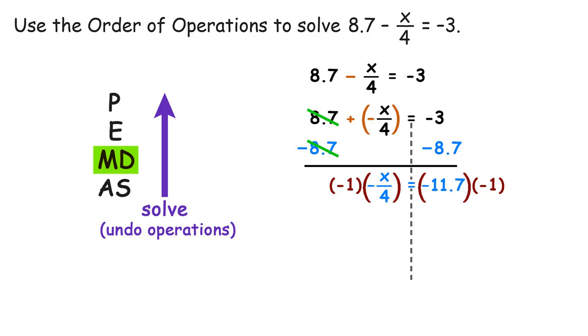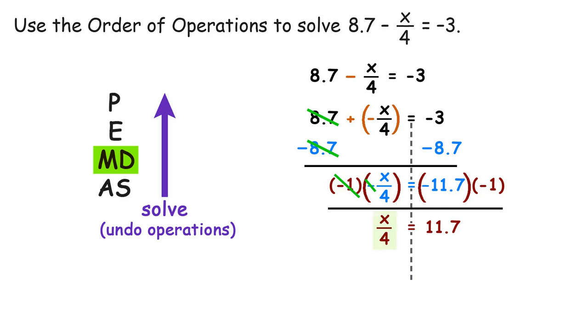Working from left to right, we have -1 times -x divided by 4 is just x divided by 4, so we bring down x divided by 4. Next, we bring down the equal sign and perform the multiplication on the right side to get -11.7 times -1 is positive 11.7. And we have another new equation to solve. x divided by 4 equals 11.7.